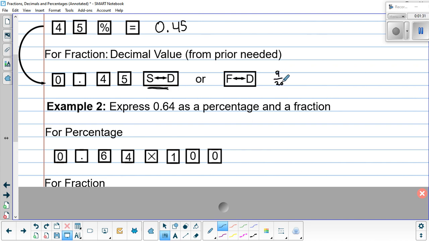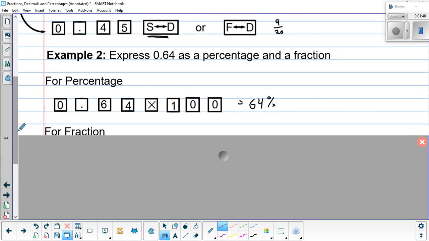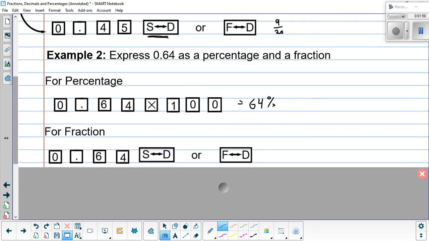Example 2. Express 0.64 as a percentage and a fraction. So a percentage is easy. We have to know how to do this. 0.64 times 100, right? We are just using what we know about it, but allowing our calculator to move the digits for us. So it's almost not purposeful to do that.